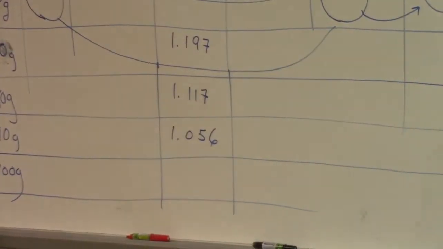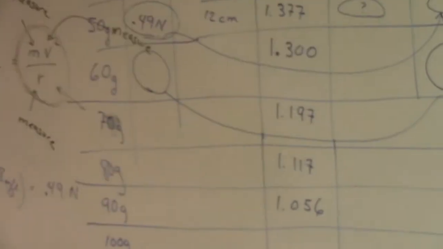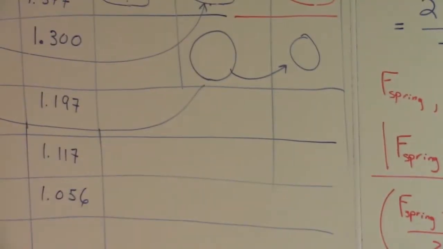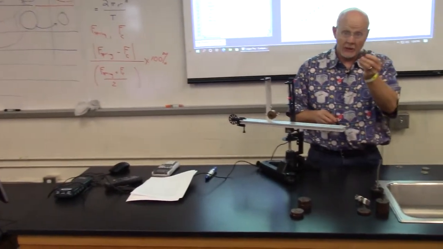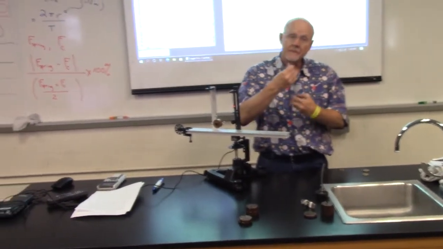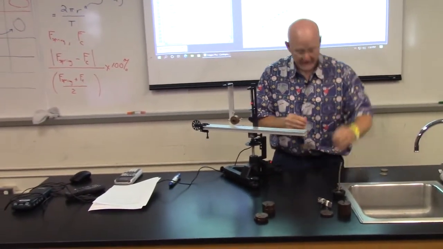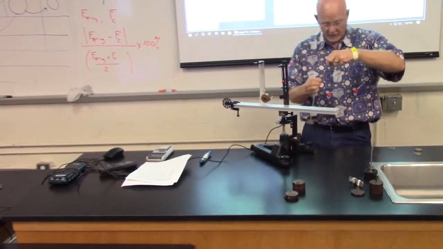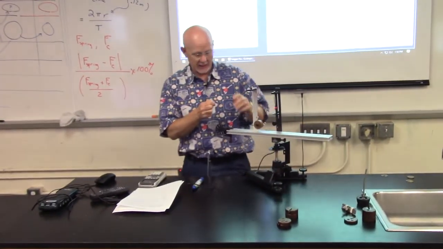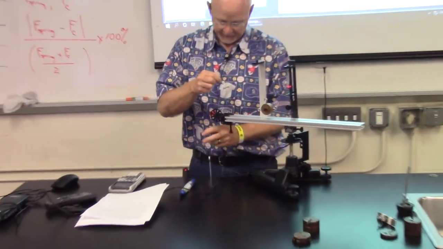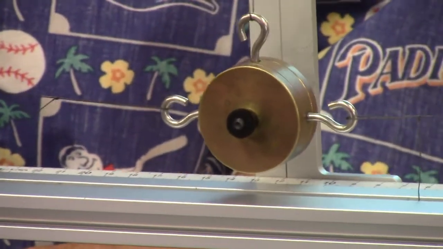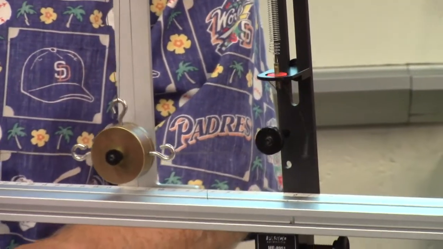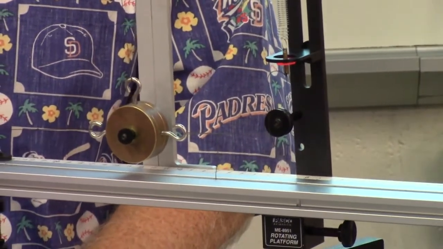All right, now for the last one, I think this is 50 grams. Yeah, so I'll just put the 50 on the 50. So there is 100 grams or 0.1 kilograms, which that one I can multiply in my head. So that would be a force of 0.98 newtons. And so let's calibrate it.